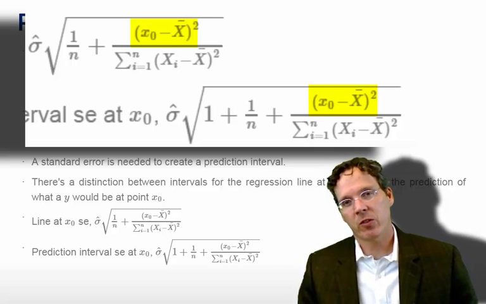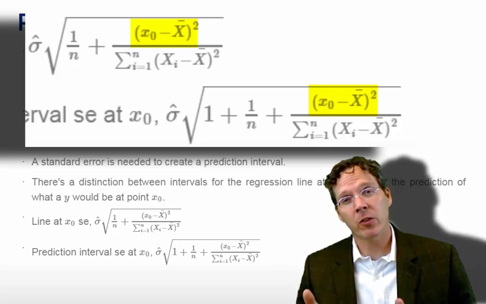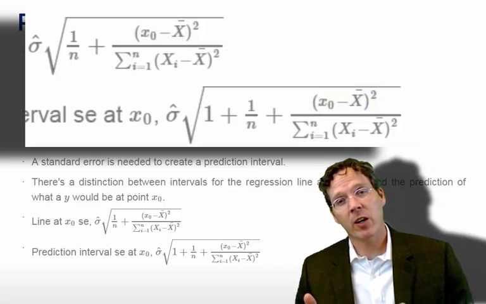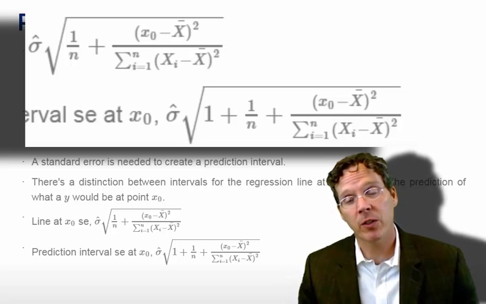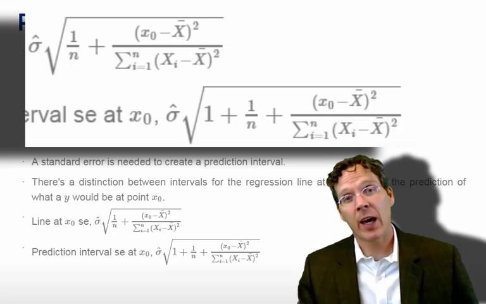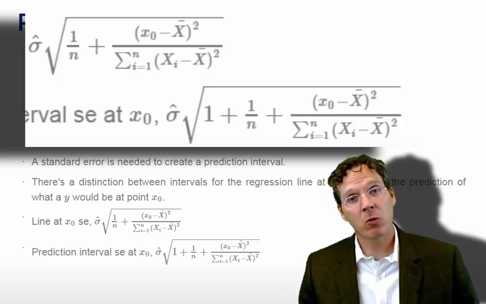Consider the numerator of this statistic. Our prediction error is going to be the lowest when x naught is equal to x bar. So our prediction variance is going to be the smallest when we're predicting at the average price of a diamond, or at the average mass of a diamond, or at the average height of the parents. So that's one thing to notice.